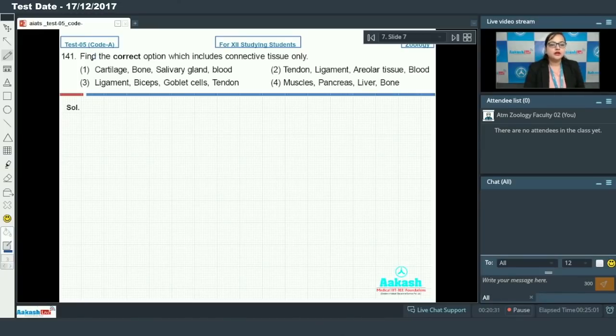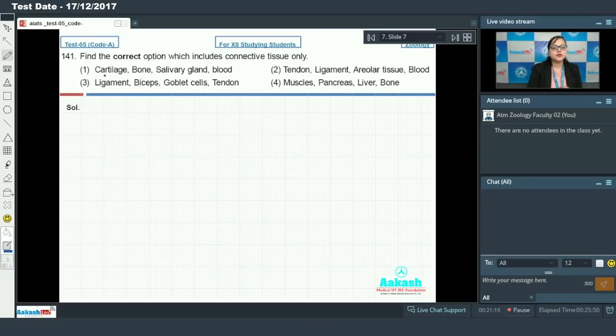Question 141, which says find the correct option which include connective tissue only. You know that the connective tissue helps in joining structures, and provides support and strengthens different organs of the body. They also help in the transport of material throughout the body, and there are three kinds of connective tissue, that is loose connective tissue, dense connective tissue, and specialized connective tissue. So among the given set of tissue, we have to select the option which includes only connective tissue.